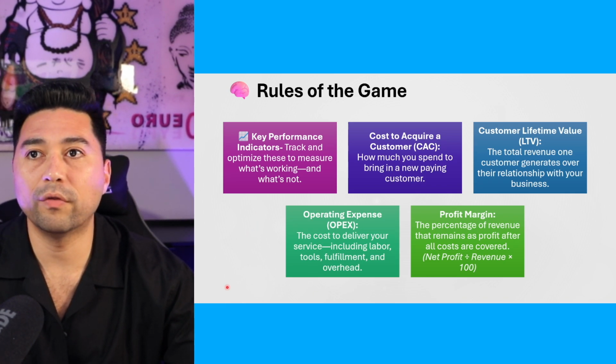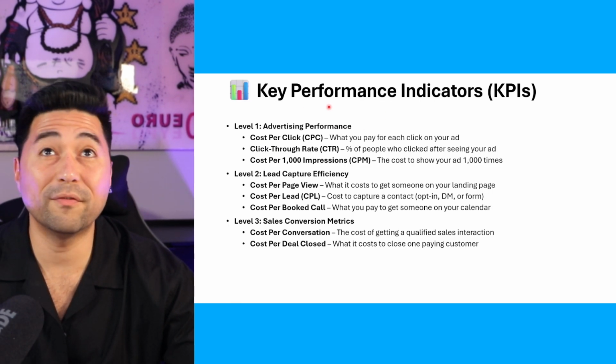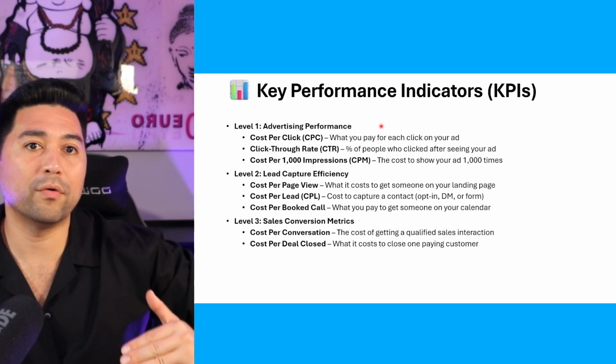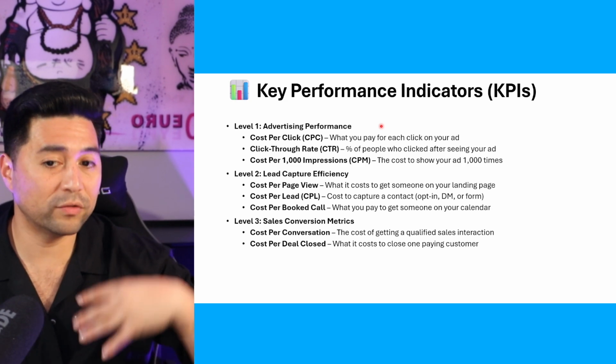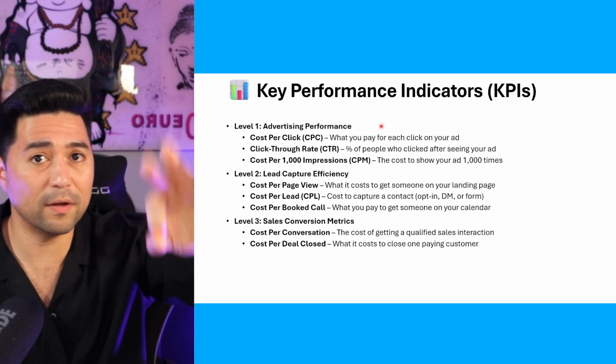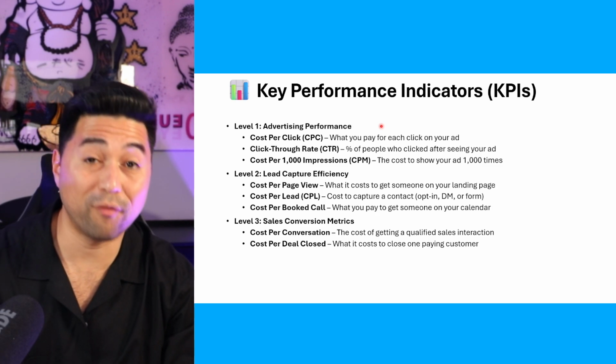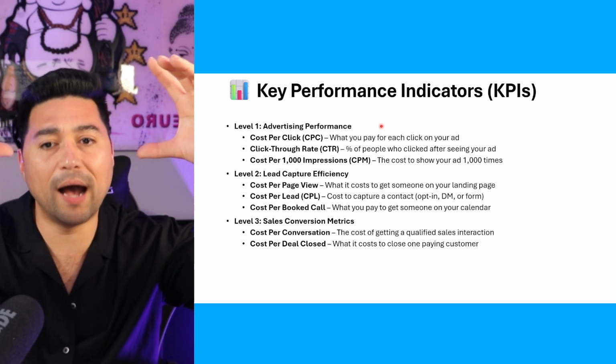So let's go on to the next key thing here. We're going to sum up the different KPIs at the different levels of the marketing funnel. So to keep it very simple, there's 3 levels that we look at. Level 1 is advertising performance. That has its own set of KPIs.